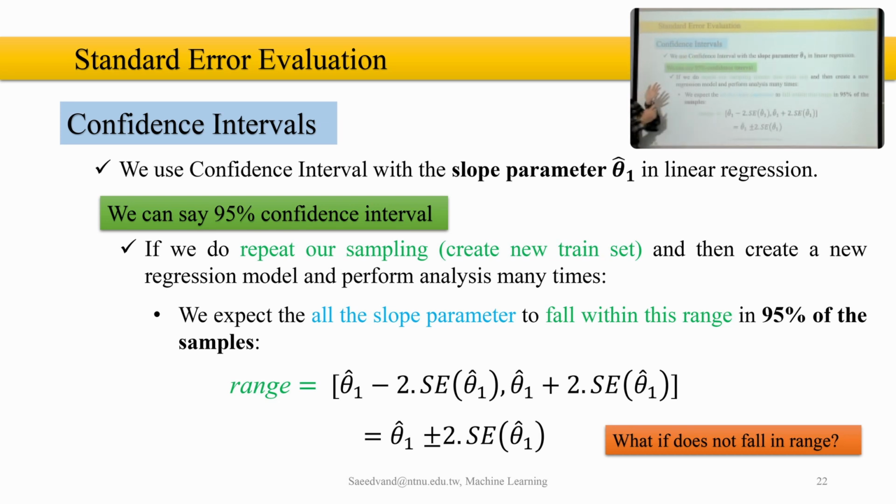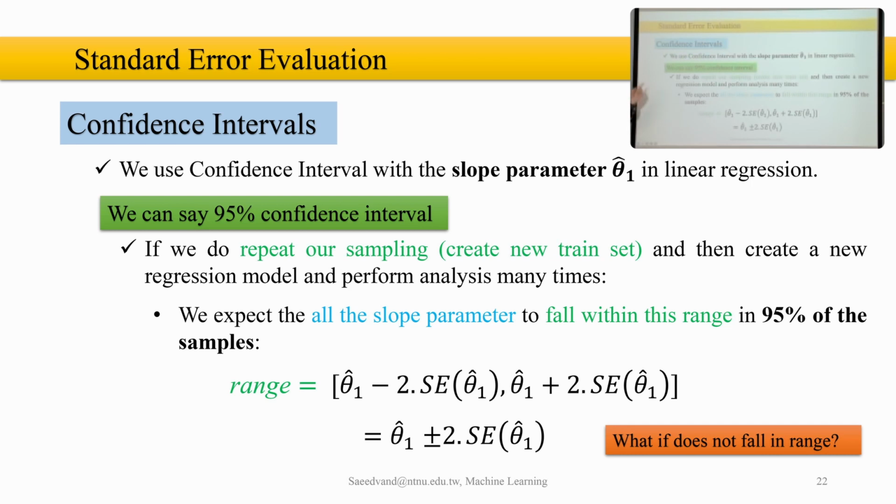So what have we done? We defined the regression model. We defined the intercept and slope. Then we defined RSS, and then we defined the standard error based on that. And with the standard error, we defined the confidence interval.